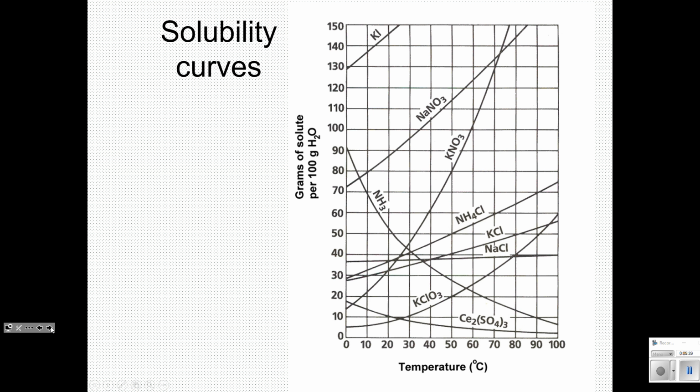However, there's no set pattern. I mean, the slope for sodium nitrate is significantly different than sodium chloride here. So there is no exact rhyme or reason that I'm aware of what leads to the shape of this graph. But understand that below the curve is unsaturated. Above the curve, if it were all dissolved, would be supersaturated.